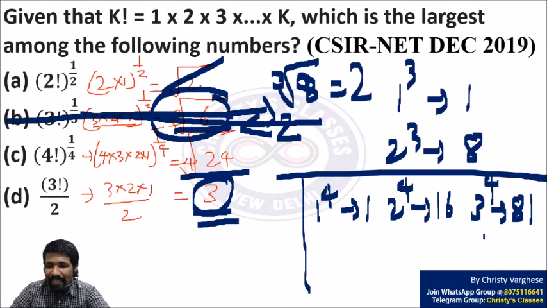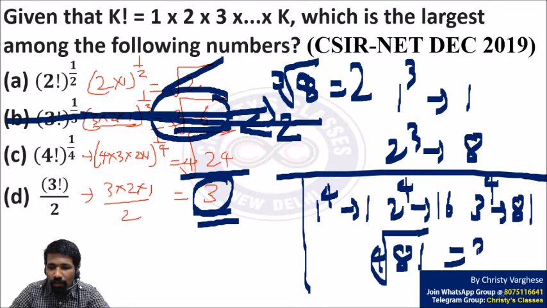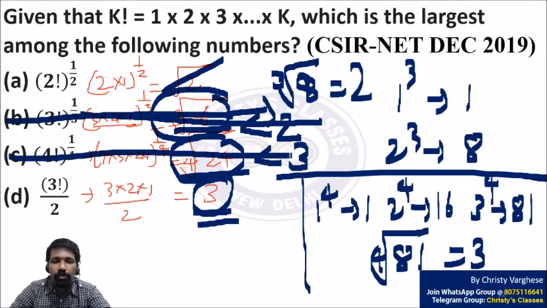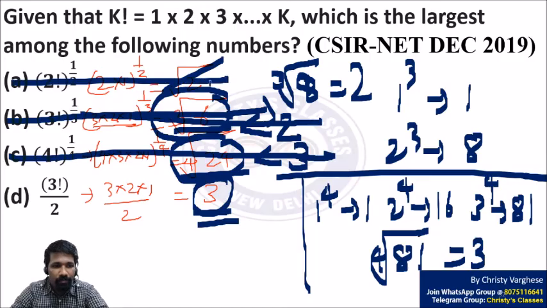Look at this. 3 raised to 4 is 81 means 4th root of 81 will be 3. So 4th root of 24 will be less than 3. That is enough to say that option C also cannot be the answer because option C is less than option D. So option D only can be the largest among these 4 options.